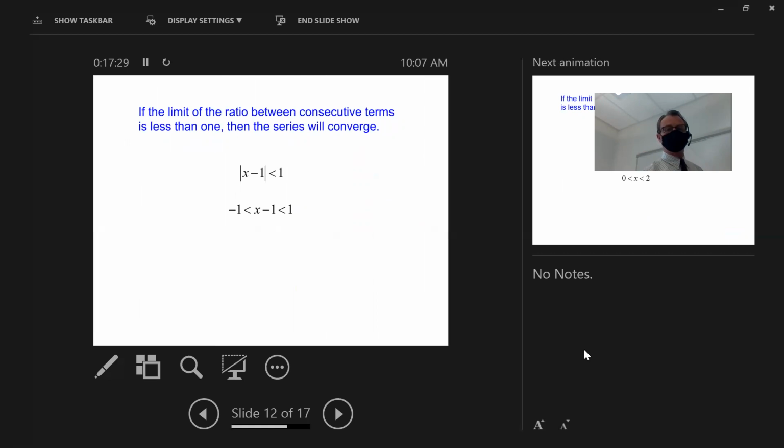Drop the absolute value: from negative 1 to 1. Add 1 to all 3 terms, and you get from 0 to 2. That is the interval of convergence. What is the radius of convergence, Luke? What did we say yesterday about the radius of convergence? What's the radius of convergence? Correct. So what would the radius be? Yes. The interval is 0 to 2. The radius is 1.